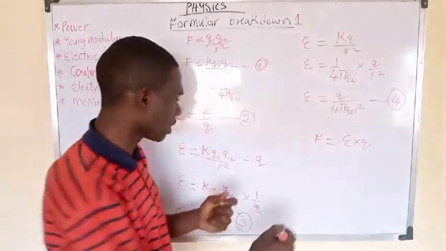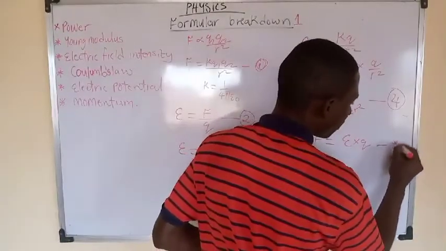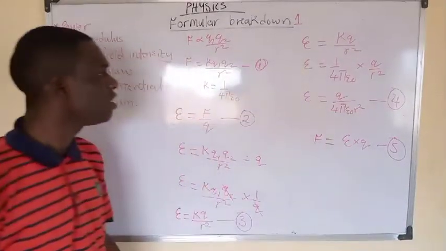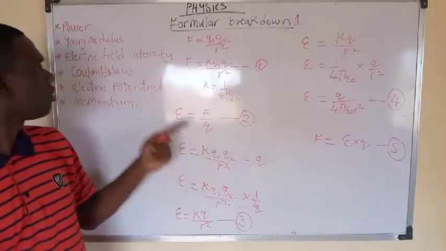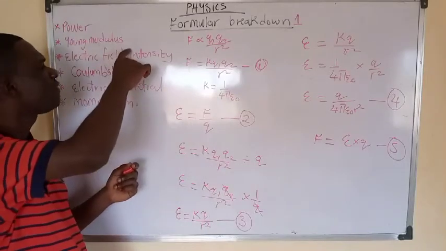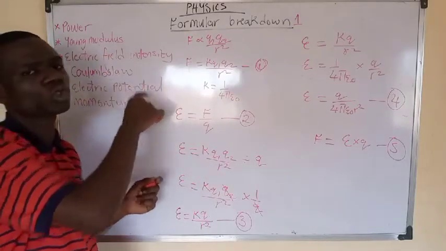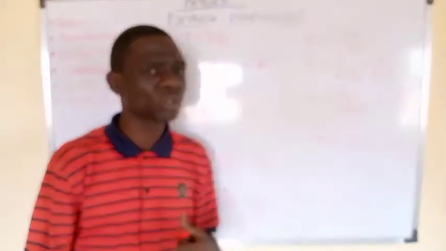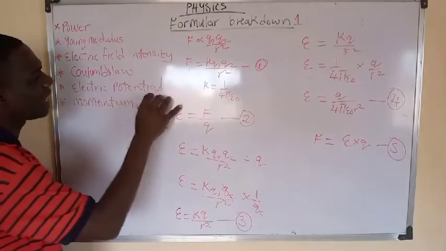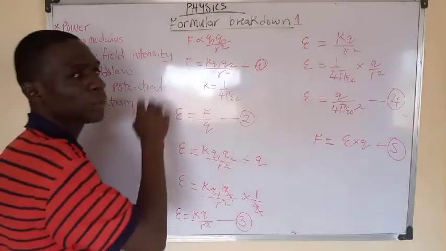Are we together? So I can call this equation 5. We have been able to prove five equations from the two concepts, electric field and Coulomb's law. If there are any questions, hope to see them in the comment section. So we'll proceed to the next in line, called the electric potential.